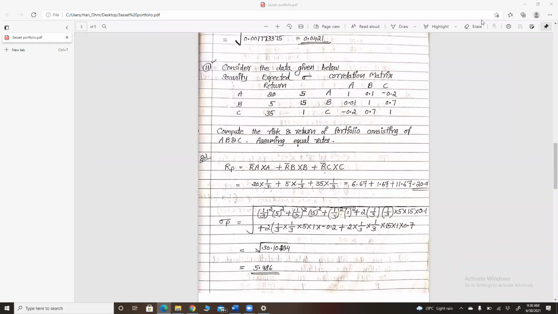Hello everyone. In this session, we are going to work out one more problem on three asset Markowitz model. Okay, let's begin.